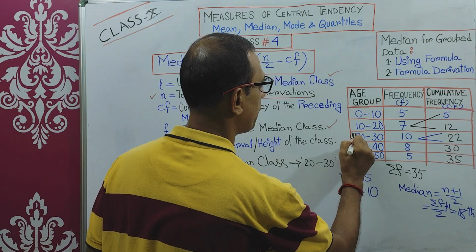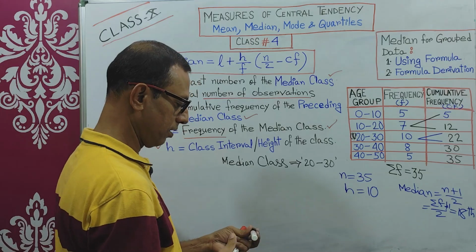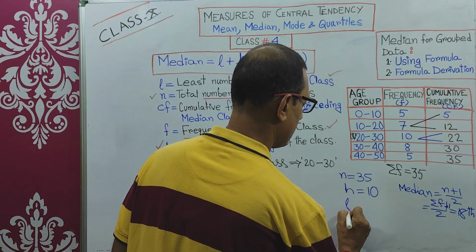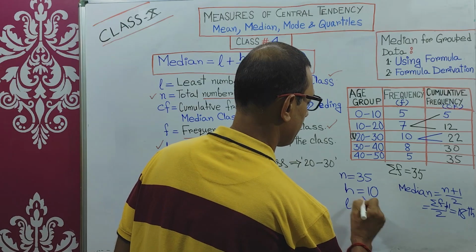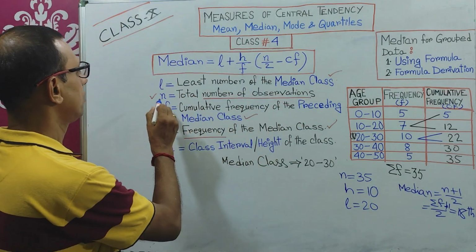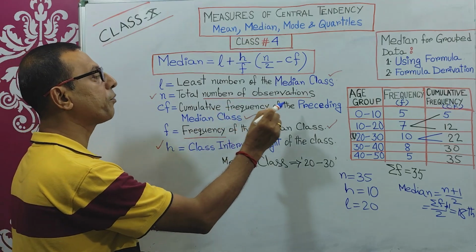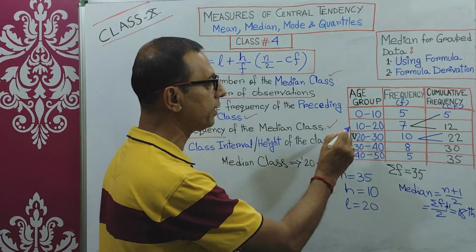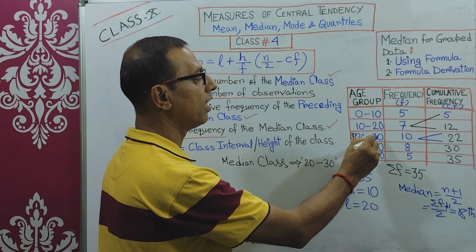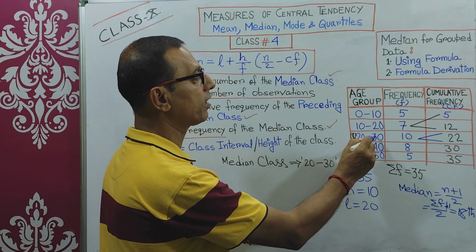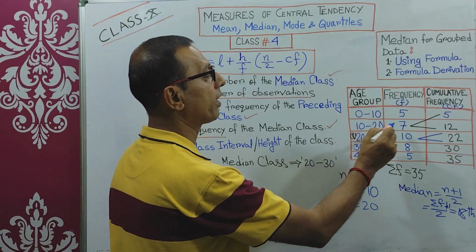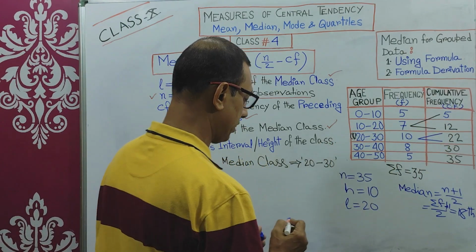This is the value of L for this set of values, right? So L equals 20. Now what is CF? Cumulative frequency of the preceding median class. If the 20 to 30 age group is the median class, then what is the preceding class? 10 to 20. For 10 to 20, what is the cumulative frequency? 12.